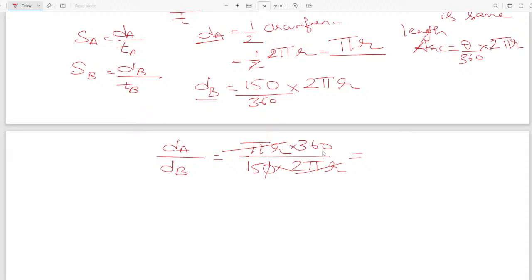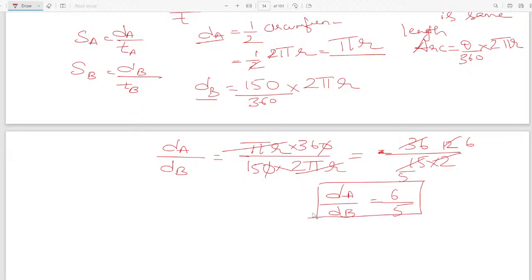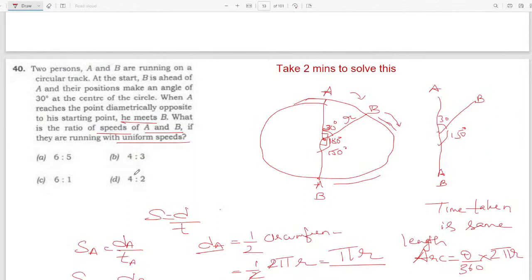The 0 and 0 get cancelled. We have 36 divided by 15 into 2. That is 3 fives are 15, 3 sixes are 18, 2 sixes are 12. This is equal to 6 by 5. This is what is asked, dA by dB. So the correct answer is option A, 6 by 5.